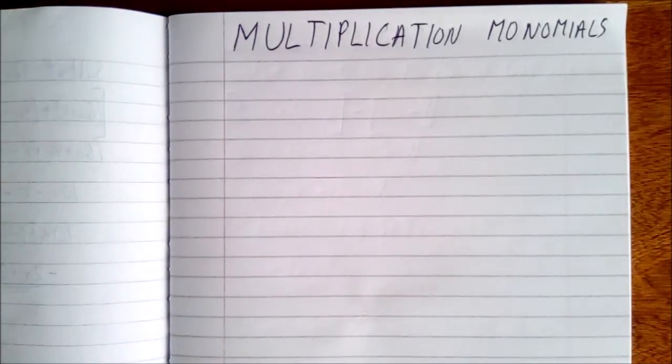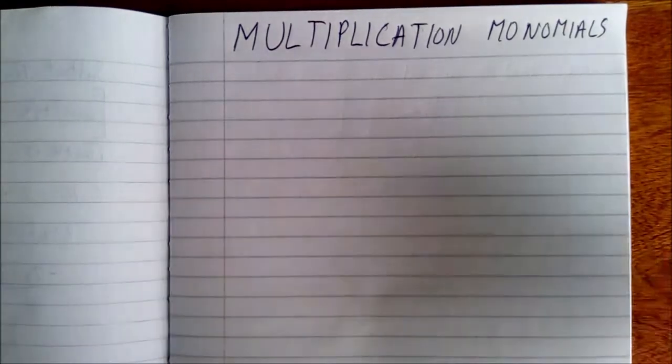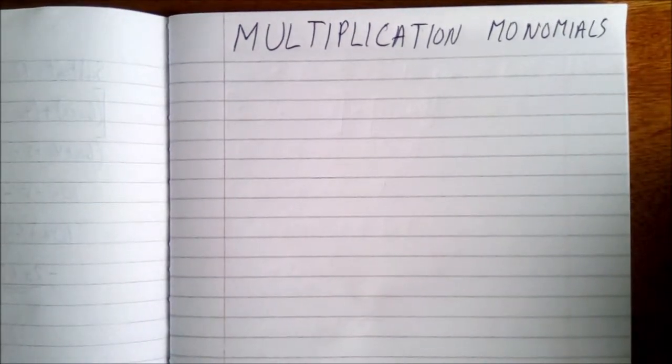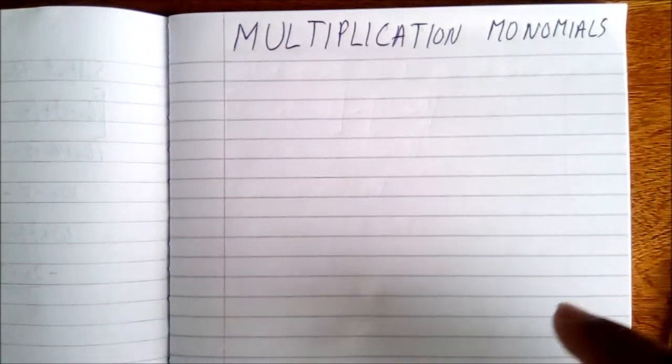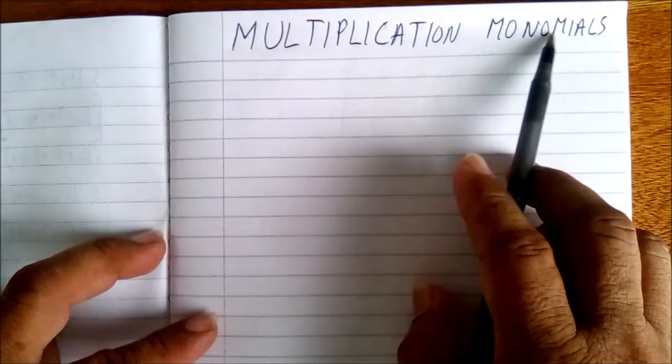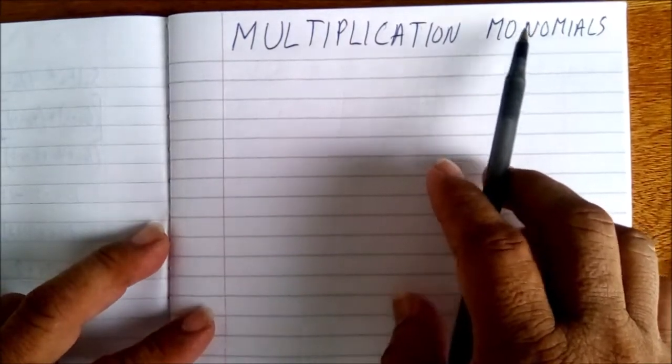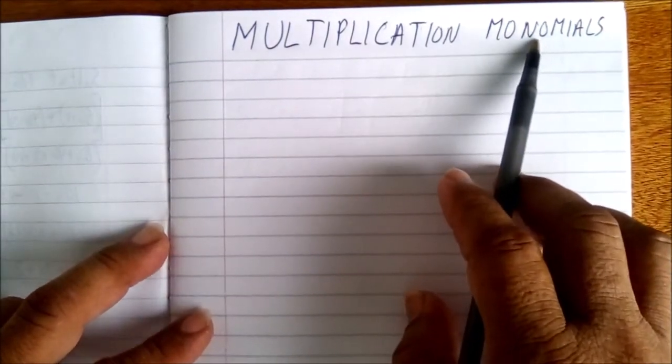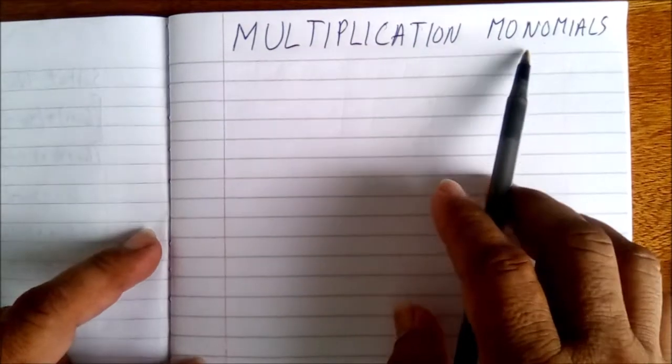Multiplication of polynomials, or in this case we're going to go into multiplication of monomials. When we discuss multiplication of polynomials, we need to go to the simplest case, which will be the monomials. So we will find the product, or the result, of multiplying two monomials.